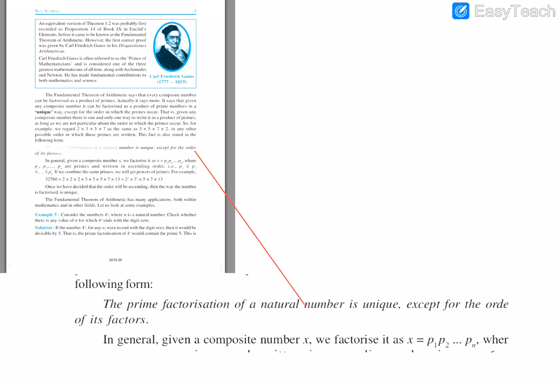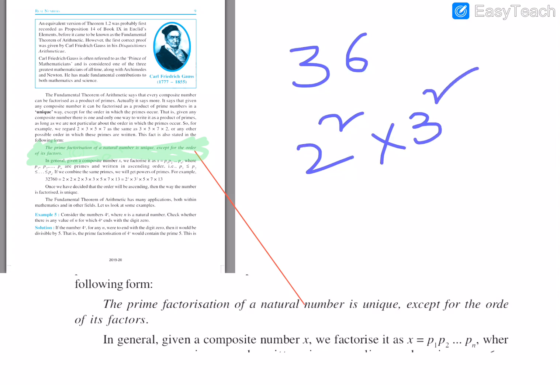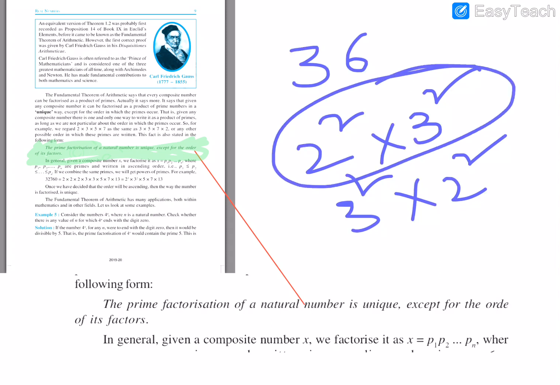The prime factorization of a natural number is unique except for the order of its factors. That is, in the previous case we have learned that 36, when we factorized, is 2 square into 3 square. So the first time when we factorized, we got 3 square into 2 square. So the prime factorization here is unique.